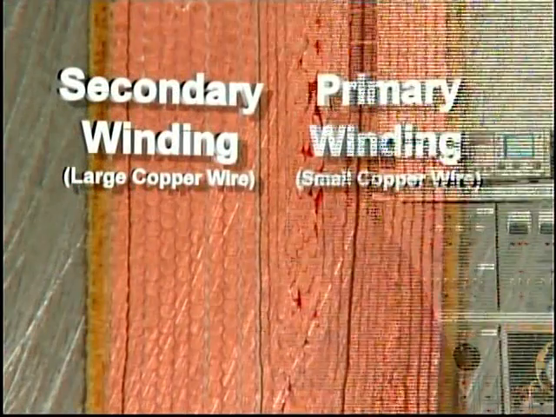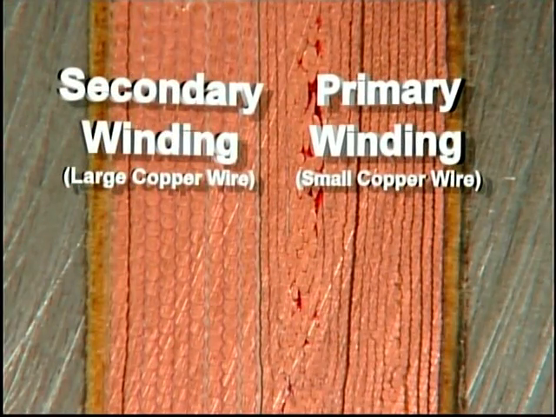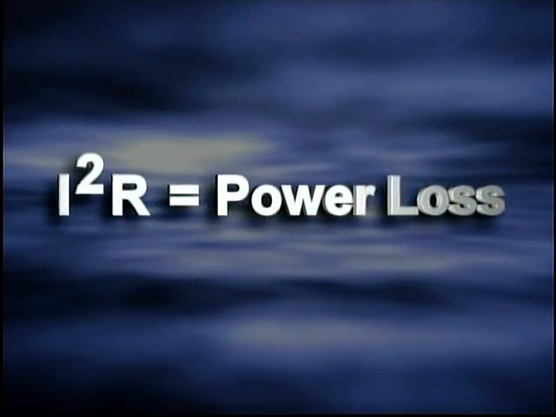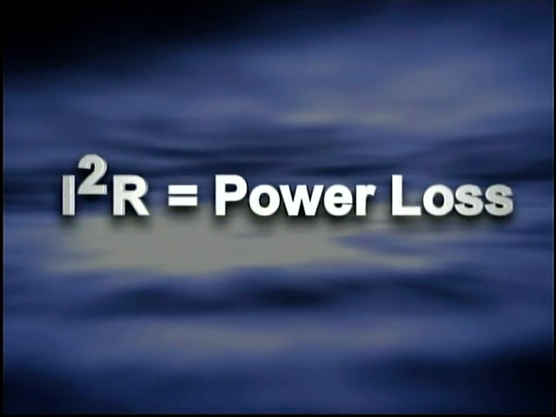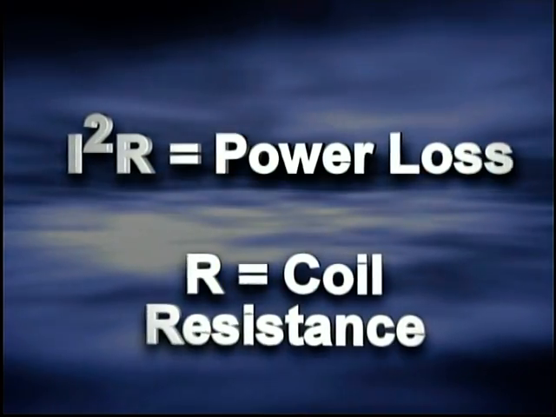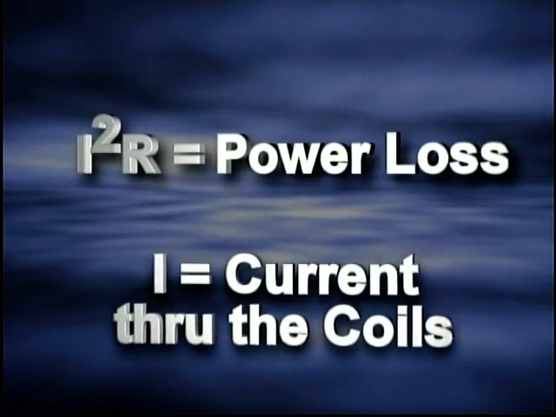A transformer is not a perfect device, and some power is lost in the transfer of energy from primary to secondary. The energy loss is in the form of flux leakage, copper loss, and core loss. Since the primary and secondary windings are wound with many turns of copper wire, the copper loss is the power consumed by the transformer current flowing through the windings. This power loss is in the form of heat and can be calculated by the I²R formula, where R is the coil resistance and I is the current through the coils.